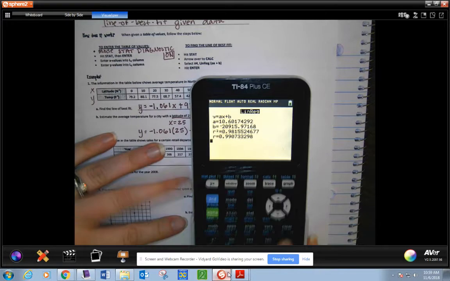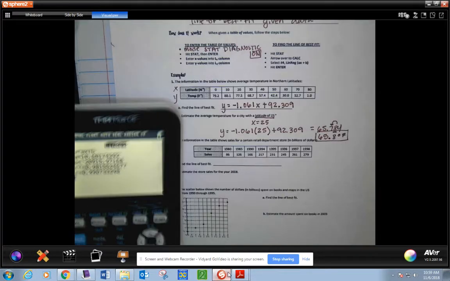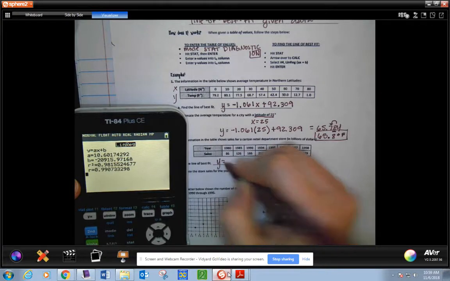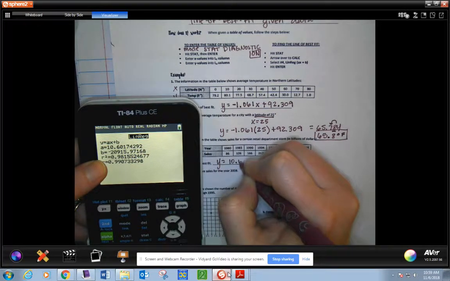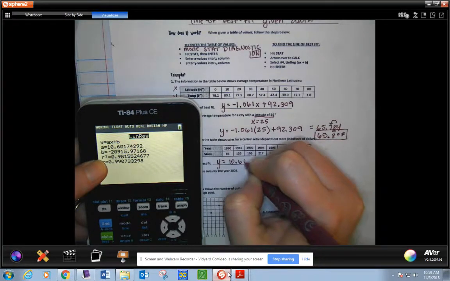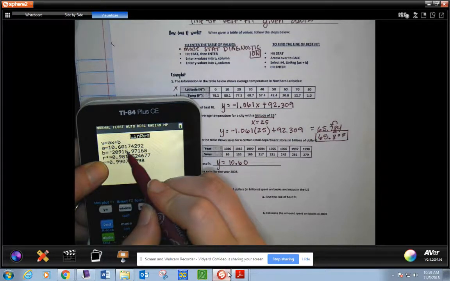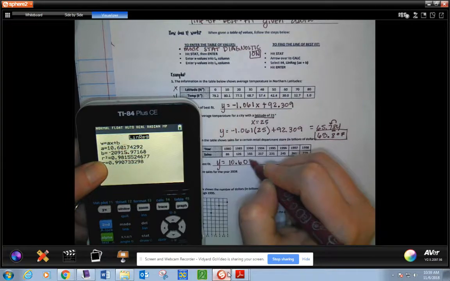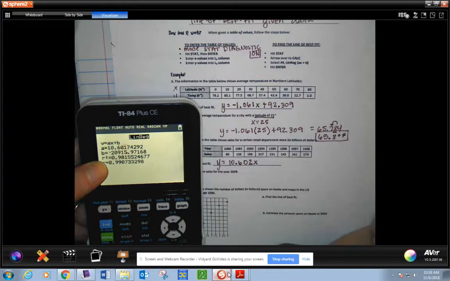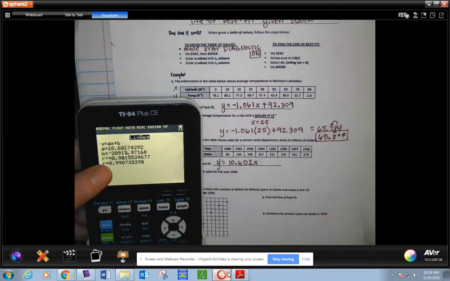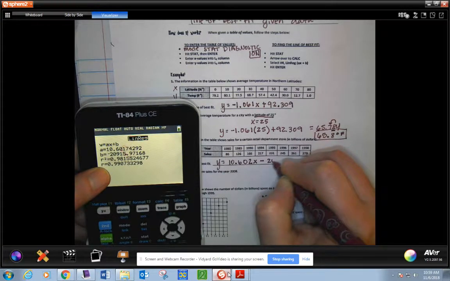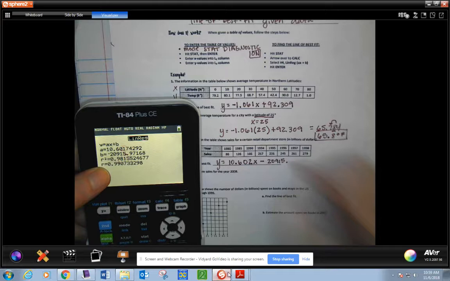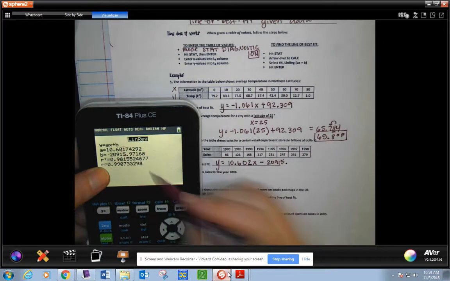Okay, remember, we're going to round to the thousandths place. So I'm going to get y equals, and my A is going to be 10.60. I'm going to look at this 7, and the 7 tells the 1 to become a 2x. And then I'm going to look at my B. My B is negative, so I put a minus 20915 because you have to keep everything in front of the decimals.